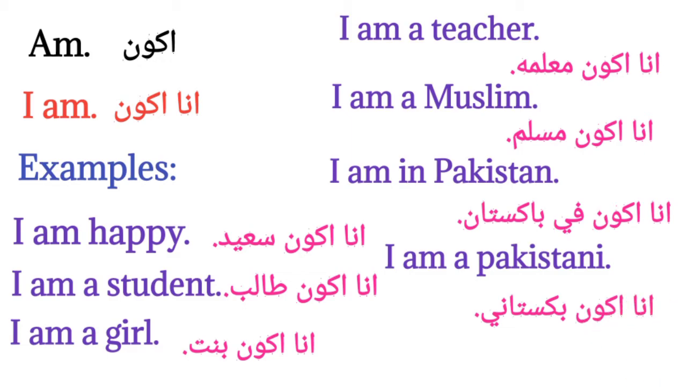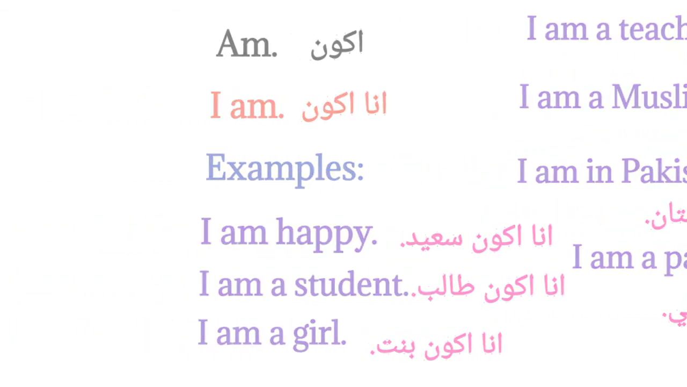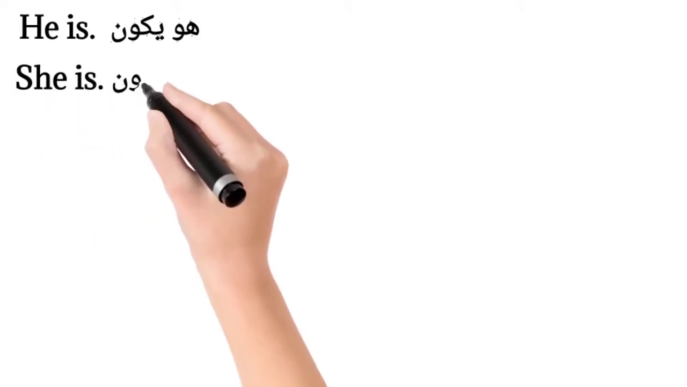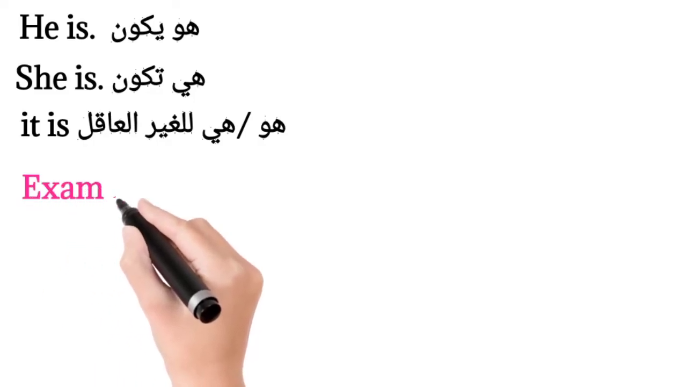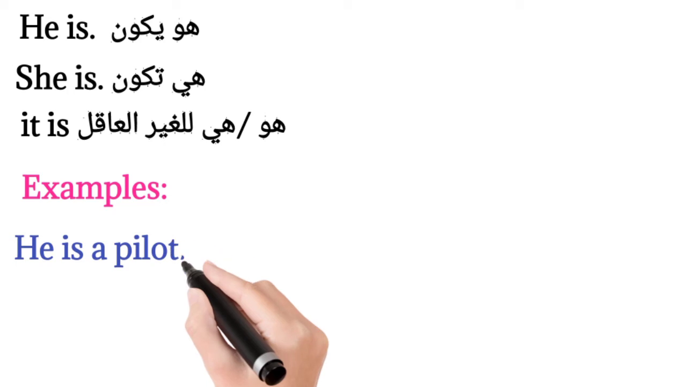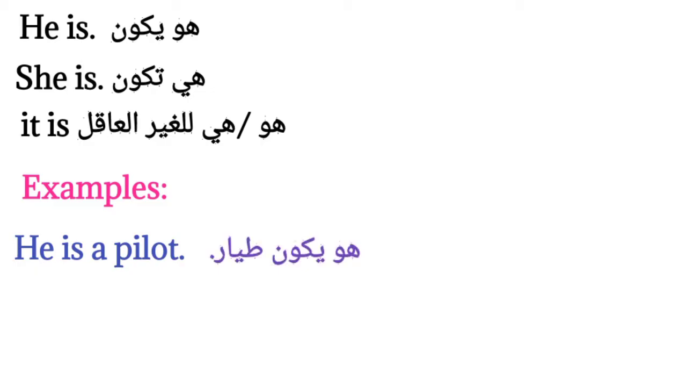تستطيع استخدام الفعل المساعد كفعل أساسي في الجملة مع am و is و are verb to be، وهي أيضا من الأفعال المساعدة helping verbs. He is هو يكون. She is هي تكون. It is هو أو هي لغير العاقل. Examples: He is a pilot. هو يكون طيار.